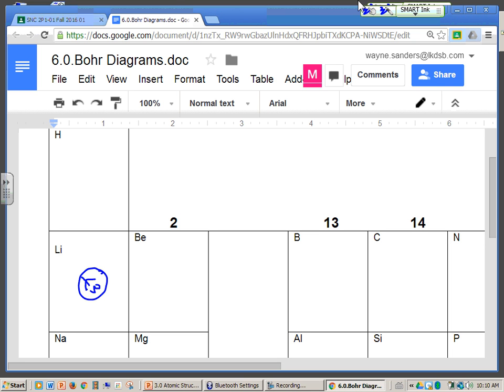Didn't work out for me so well. How many orbits in lithium? 2 orbits. You could use different colors if you'd like, because you have access to different colors on that. You could make the nucleus a different color so you don't mix it up. How many dots go in the first orbit? 2. How many in the second orbit? 1. And now we work our way across, filling that second orbit.